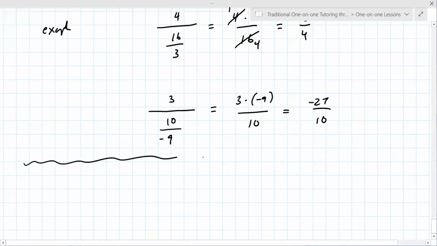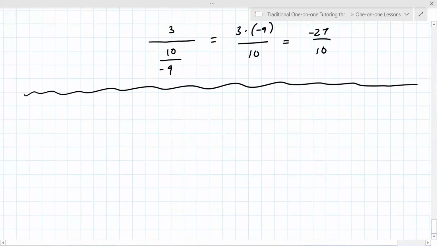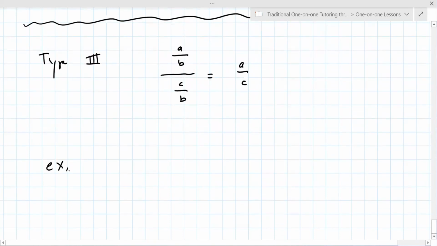The next type that you might see, this would be type 3, is something like this. You would have A over B over C over B, and this equals A over C. And so an example of this would be, let's see here, 5/12 over 9/12. This is 5 over 9. So you just take those top numbers.